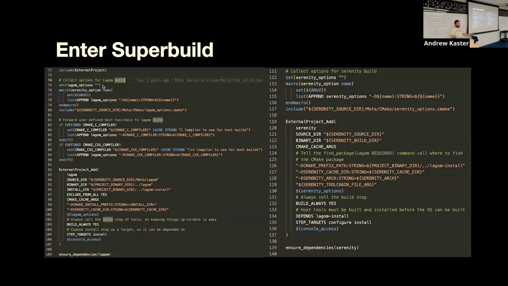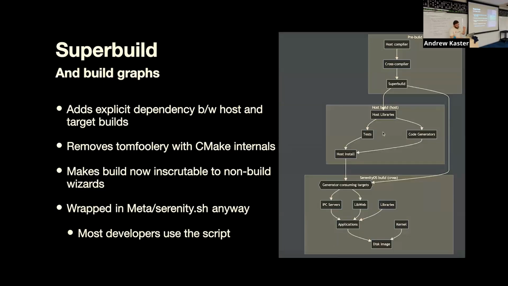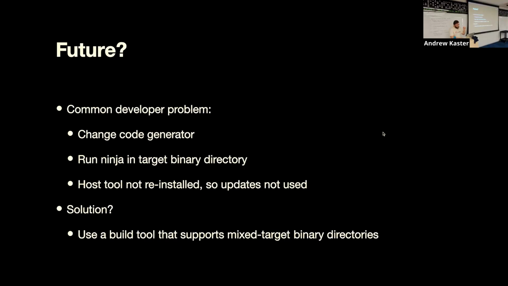But essentially what's going on is we collect the options for the host build. This is all just options. We forward the compiler if you passed it to the super build. And then we create an external project that puts its build directory in a specific place and puts an install directory in a specific place and exposes the install target. Okay, great. And then we collect all the options for the Serenity build. Some of them are shared, some of them are not. Oop, what happened? I'm going the wrong way.